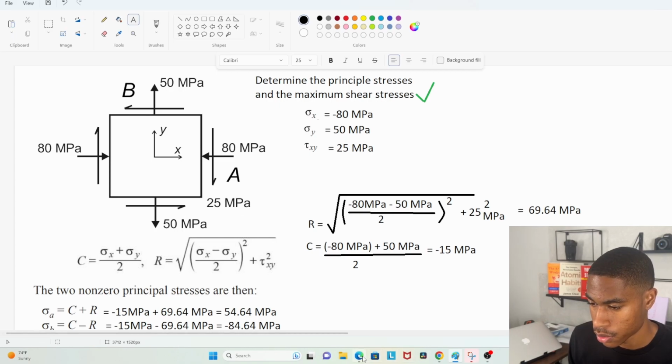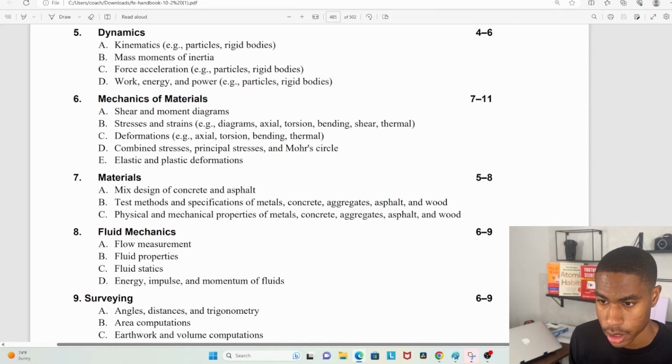I just want to pop in here and look at what we have next. I think I'm going to do, as I mentioned before, another video on combined stresses and principal stresses.